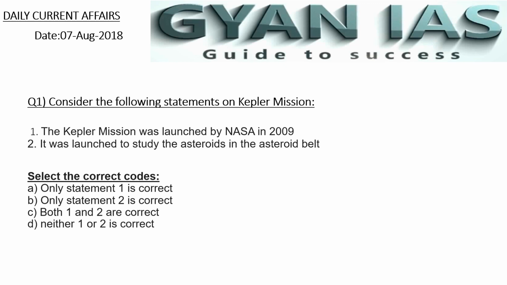Now, a question may arise: what is the mission which was launched by NASA to study the asteroid belt? That was launched in 2017, which is the Lucy and Psyche missions.